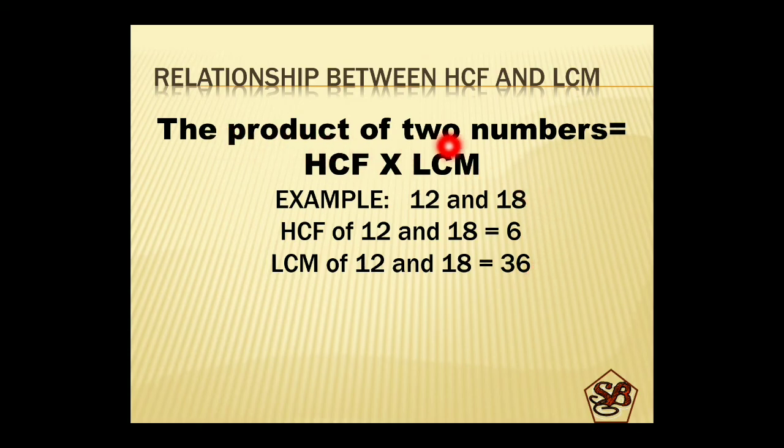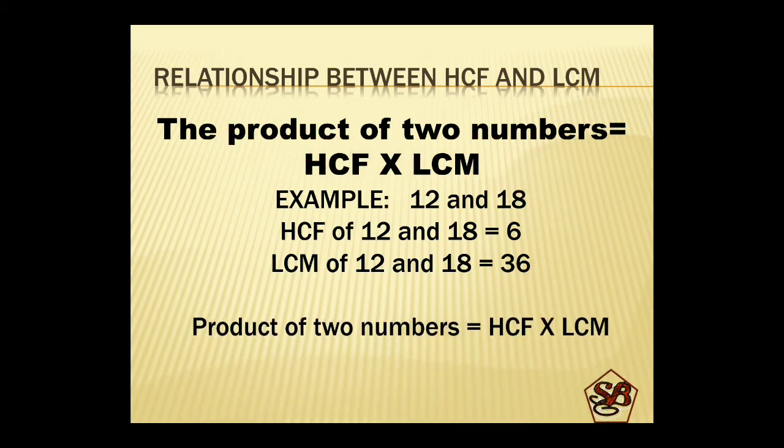Applying these values in this formula, product of two numbers means 12 into 18, the two numbers which were given to us, is equal to HCF of the numbers into LCM of the numbers, 6 into 36. Multiplying both, in both the cases we have got the answer as 216.